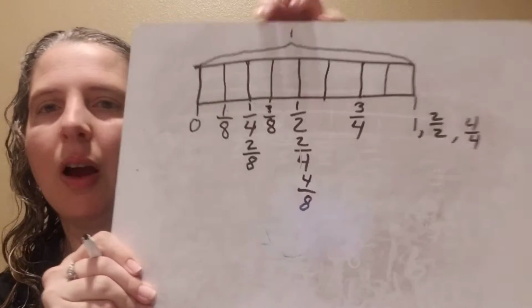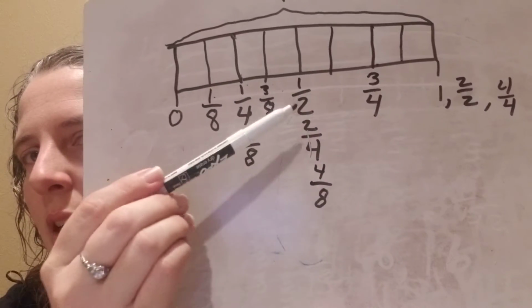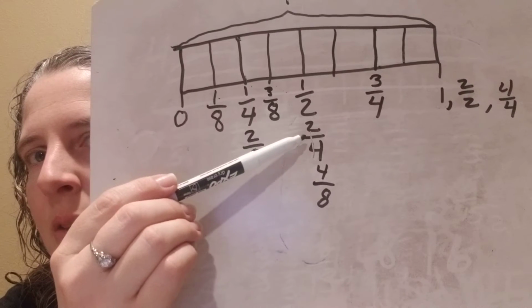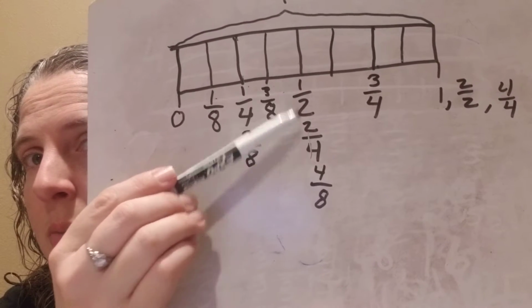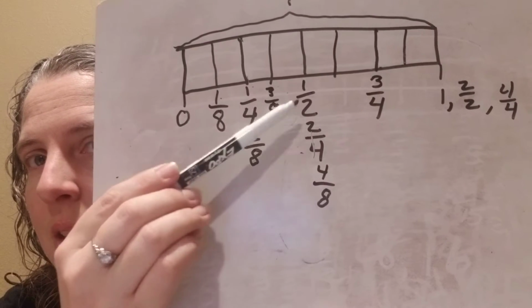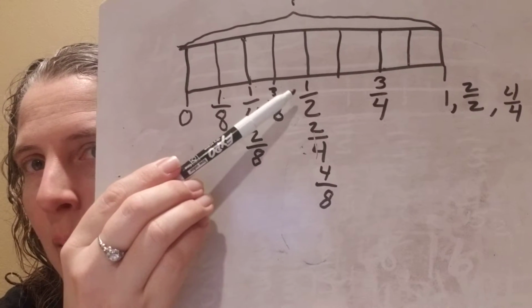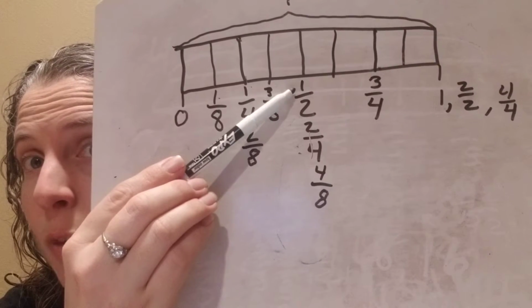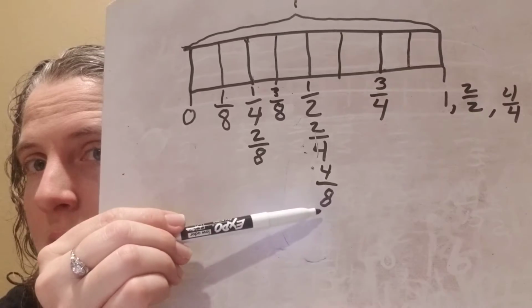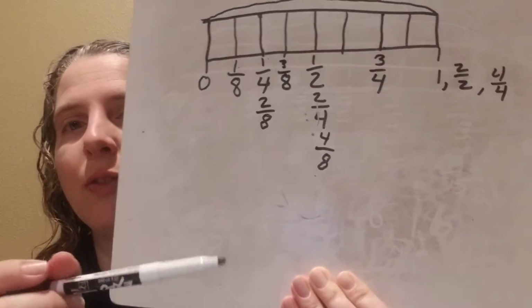All right, so look at all of these fractions that are equal to 1/2. I can multiply 1/2 times 2. 1 times 2 is 2. 2 times 2 is 4, right? That's equal. I can multiply 1/2 by 4. 1 times 4 is 4. 2 times 4 is 8. These are all equivalent fractions.